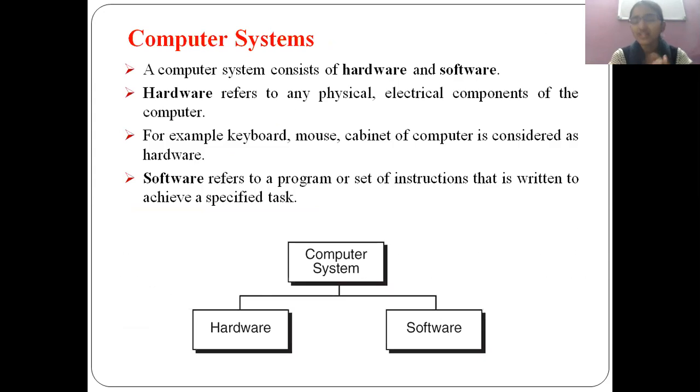Now, generally we classify a computer system into two categories, hardware and software. Coming to the hardware, hardware means the physical and the electrical components which we can touch and feel. So they come under hardware. Coming to the software, these are a set of instructions. You can feel them but you can't touch them. That is nothing but computer software. So basically we classify a computer system into software and hardware.